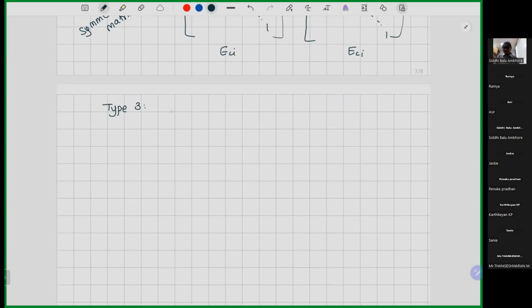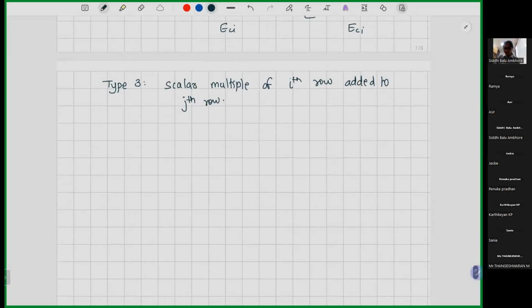Now the third type, so let me write this: scalar multiple of the ith row added to the jth row. Okay, so let me write this for this explicit example of R3 in M3R.